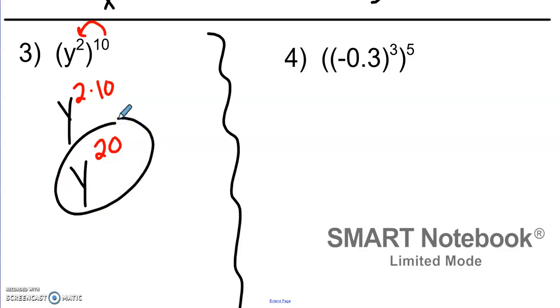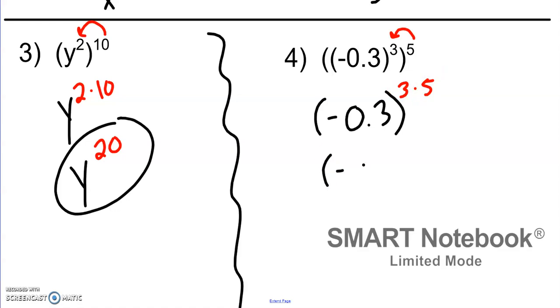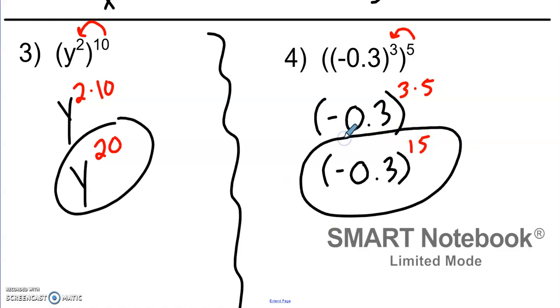Now we have number 4, the quantity negative 0.3 to the 3rd power, getting raised to the 5th power. So again, I'm going to multiply the 5 and the 3 together. So I get negative 0.3 to the 3 times 5, and I can simplify that. I get negative 0.3 to the 15th. And that is our final answer.